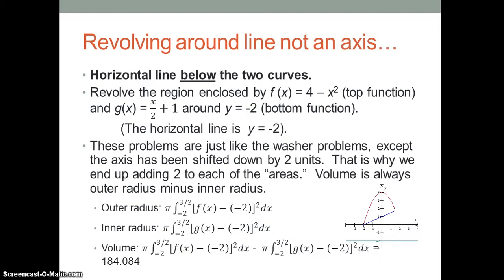Okay, finally, we can revolve around lines that are not axes. We've revolved around the x and y axes up until this point. What happens if we revolve around lines that are below the two curves? For example, a horizontal line below the two curves.